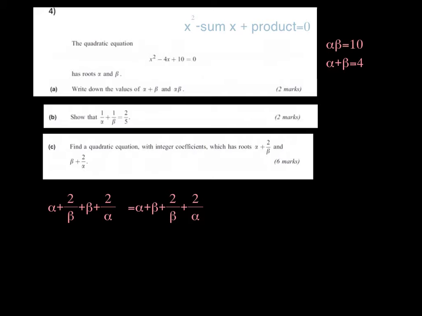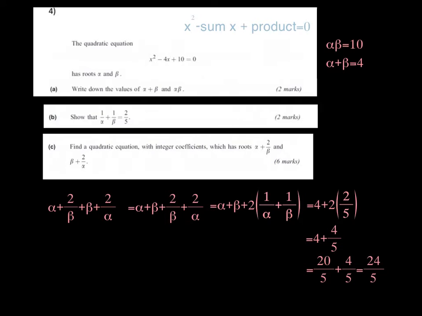Now what hopefully you can see is that these here, if you take out a factor of 2, you're actually left with this. So now we can just sub in the values that we know. We know alpha plus beta is 4, and we also from part B know that 1 over alpha plus 1 over beta is 2/5. So we can now work out the final value.